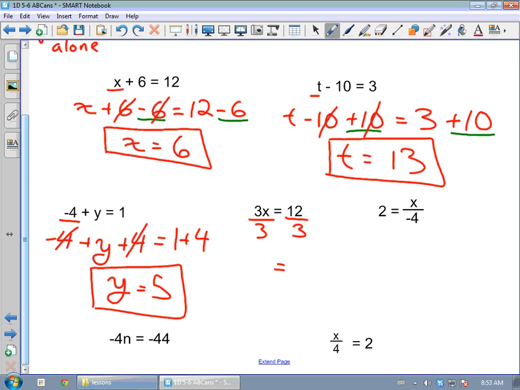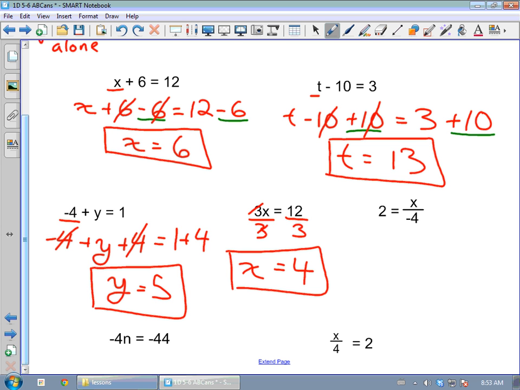Okay? I can just write it just like that. So on this side, I've got 3x divided by 3. Well, 3 divided by 3 just gives me 1. So it's like these 3's cancel out, and I'm left with the x. On the right-hand side, 12 divided by 3 gives me 4. So again, that's what I wanted to get to. x equals 4. x on one side, a number on the other.